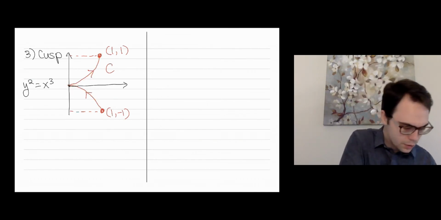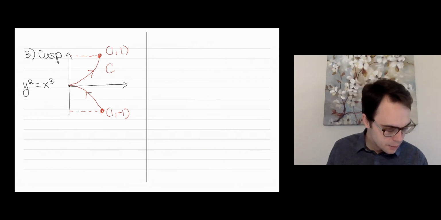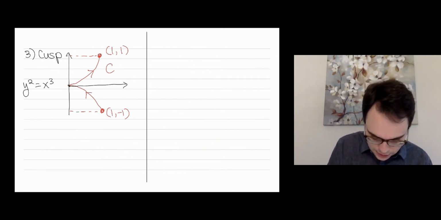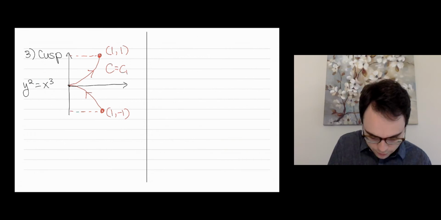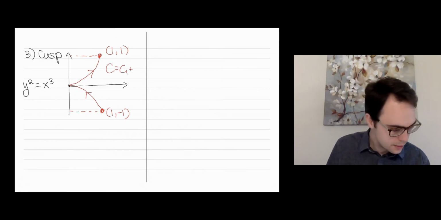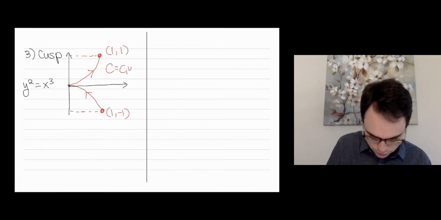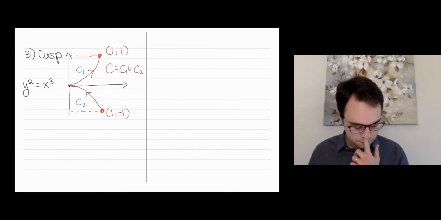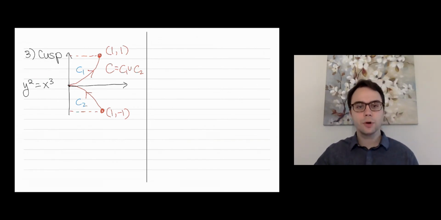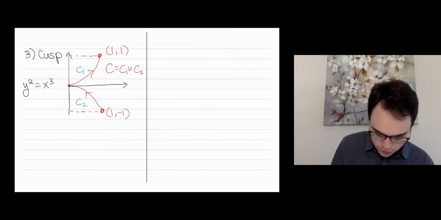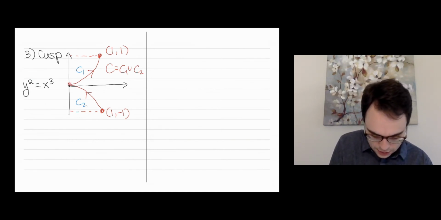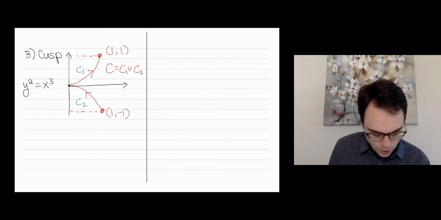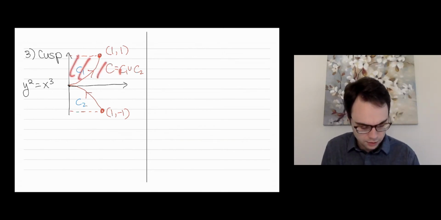Okay, so I'm going to say that my curve C is C1, the upper half, union C2, and C1 is this upper half and C2 is the lower half. Now let's see if we can parameterize C1. On C1, y is always non-negative.